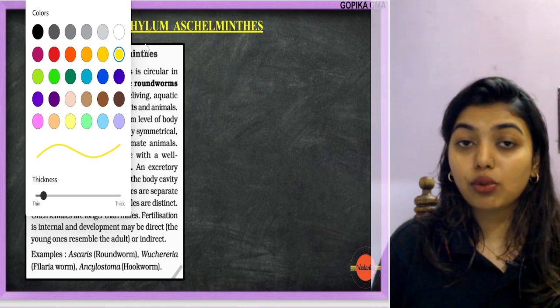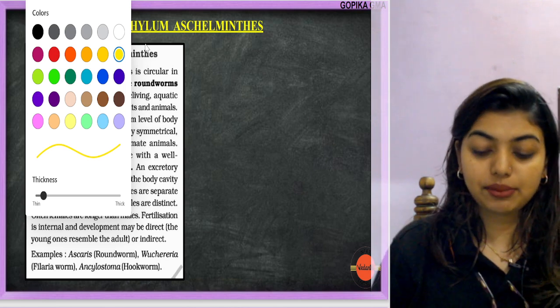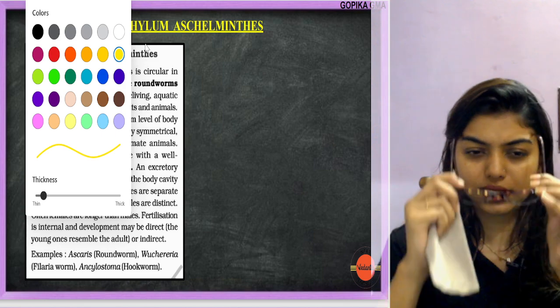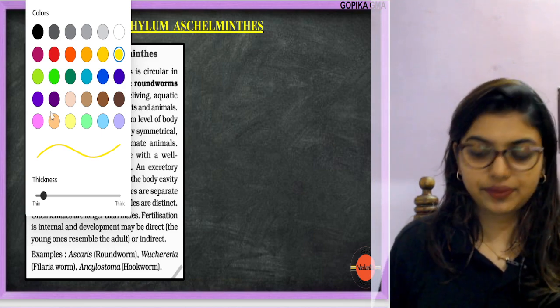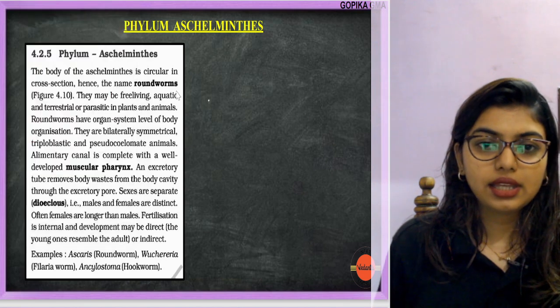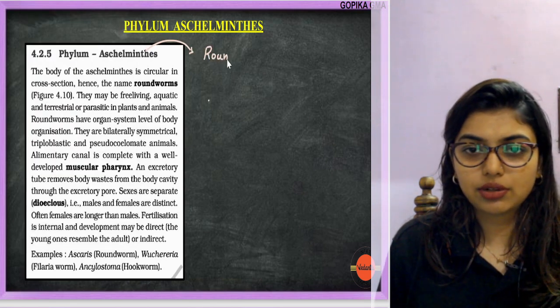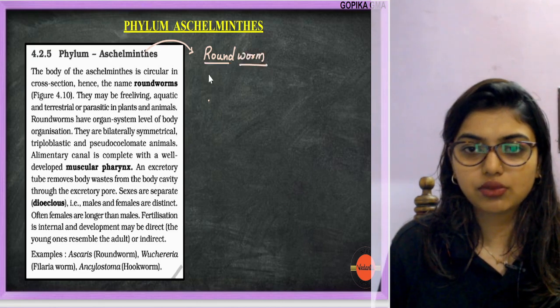Aschelminthes are not flatworms, they are roundworms. From the term itself, you should be able to understand they are roundworms. I hope reflection is not coming. Yes, Aschelminthes are roundworms. That's the first thing you will remember. So one flatworm we saw, one roundworm we are going to see.